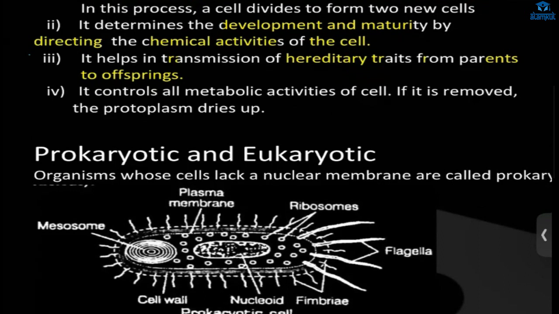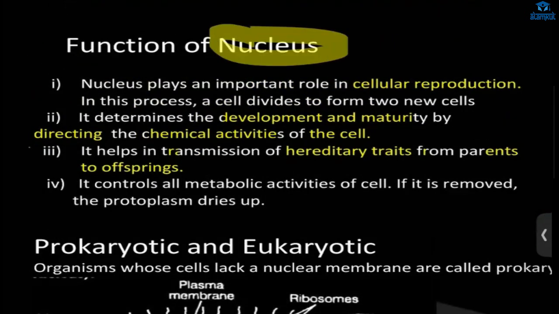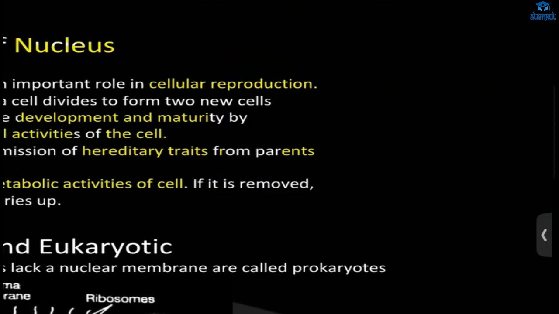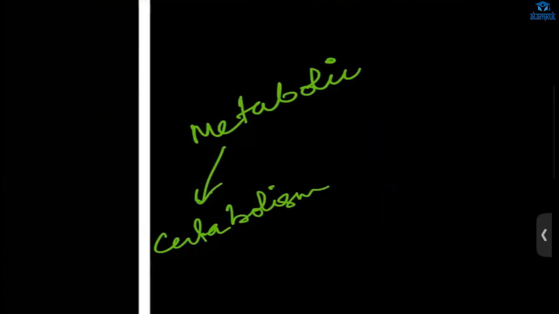When you say that you are similar to your mother, that is a hereditary trait, genes passed from parents to their children. And this happens in the nucleus. It controls all metabolic activities of the cell. There are two types of metabolic activities, catabolism and anabolism.